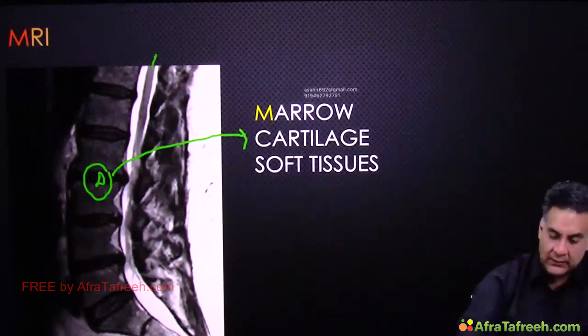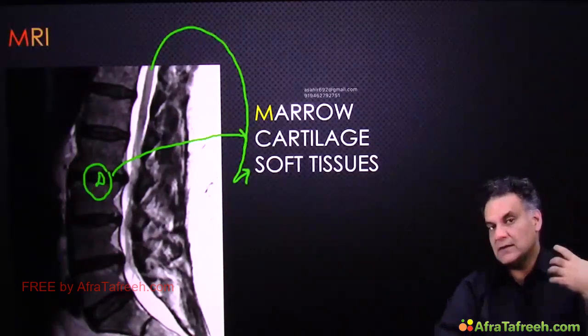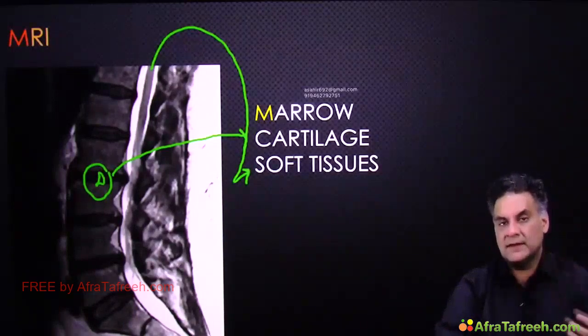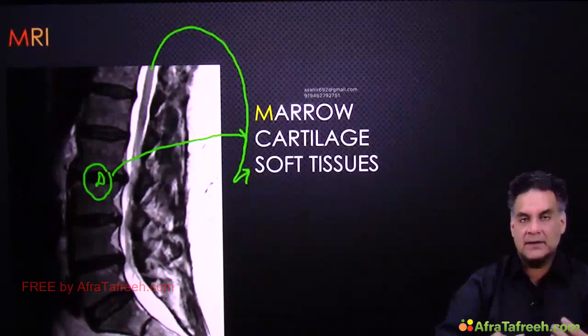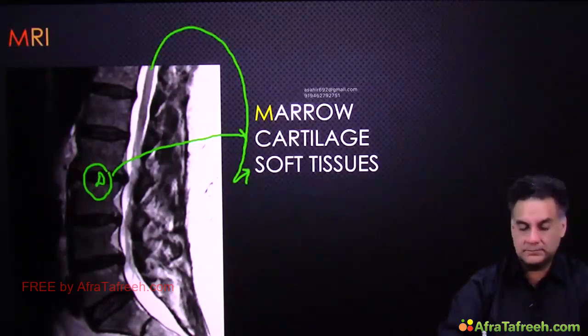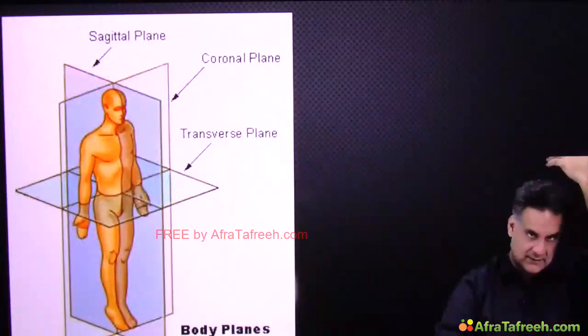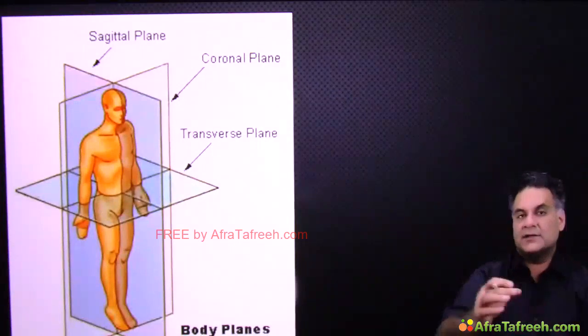And then look at the neural tissue here. Soft tissue: brain, spinal cord, ligaments, tendons, nerves, vessels, muscle, fascia, fat. They are soft tissues, picked up on MRI again. MRI and CT will give you different cuts: the sagittal view, the coronal section, the transverse section, and ask you to pick up.